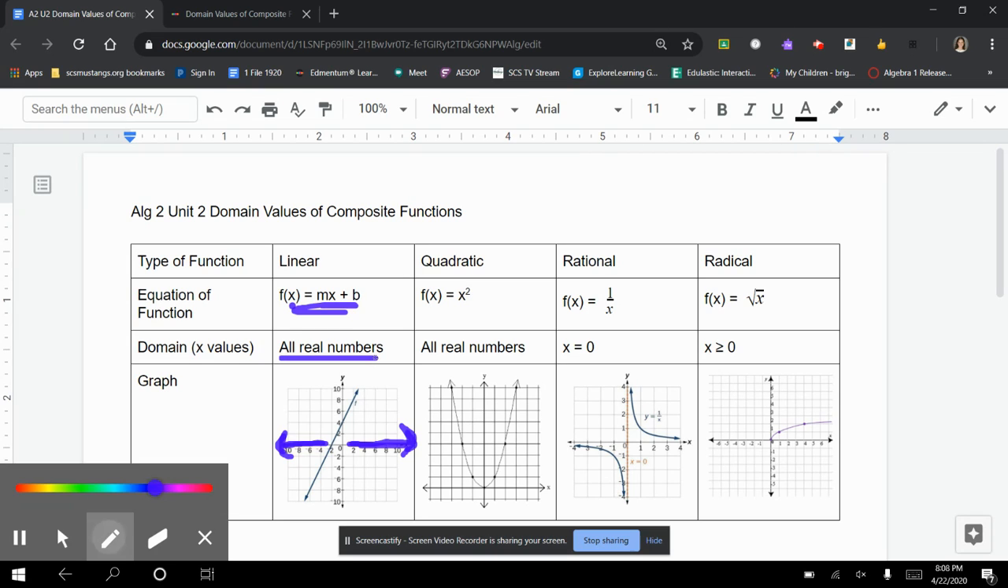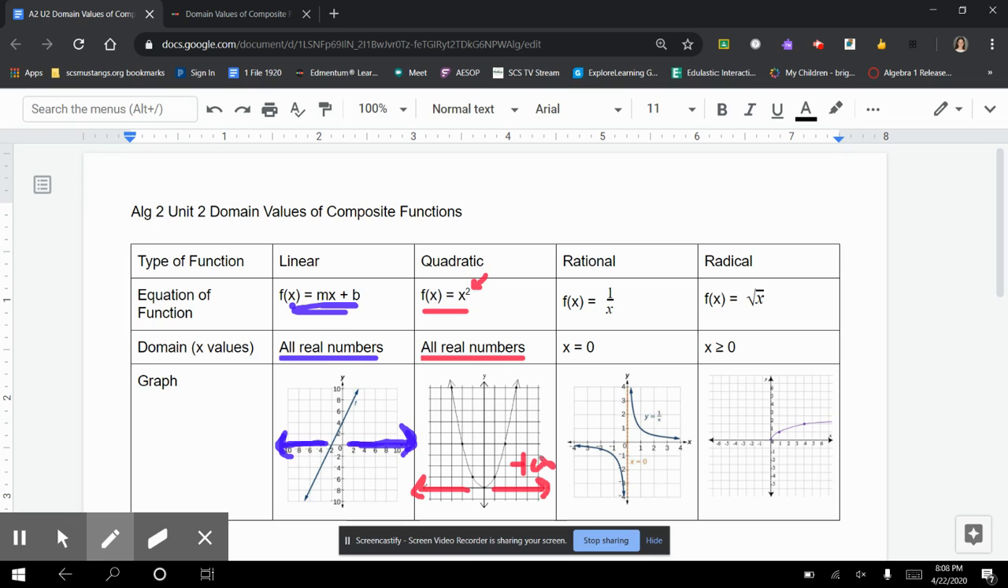The other type that we could end up working with is our quadratics. Quadratics have something squared in them, where square is the highest exponent that you have to work with. And for these, again, domain, remember, we're looking at how far out this function is going to go left and right. Quadratics will go all the way to positive infinity and negative infinity, so those are all real numbers. Everything that you could think of can be in that domain.